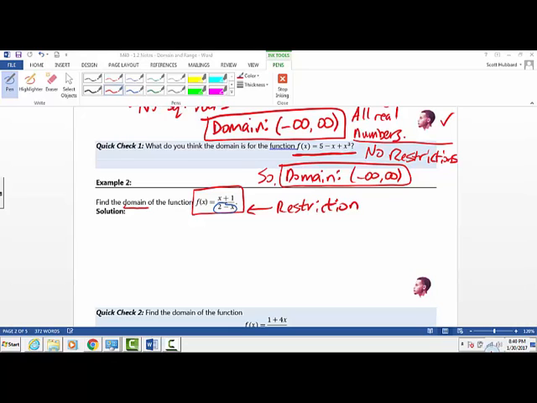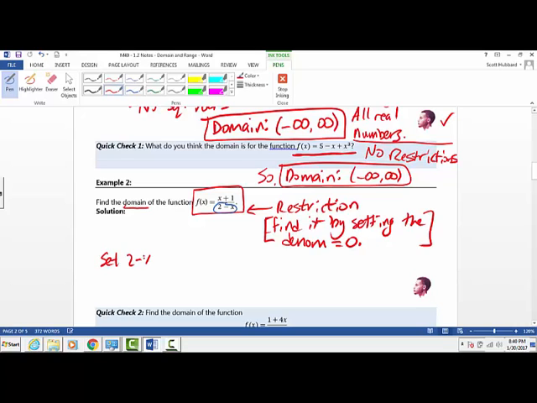Okay, so how do we find that restriction? The way you find it is by setting the denominator equal to 0. So for us, we'll set 2 minus x equal to 0, and we find out that x is equal to 2. Again, remember how you do that. You add x to both sides.